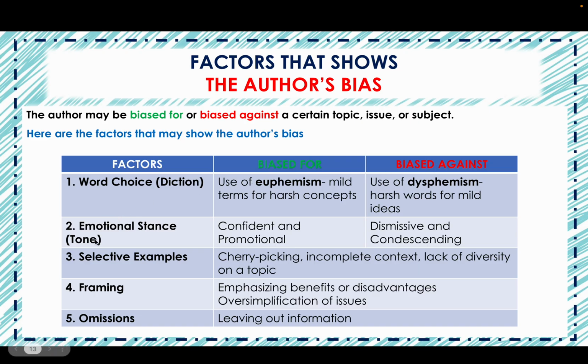And then the tone. When you read the text, is the author confident or promotional of the topic? Then that could mean the author is biased for that topic. On the other hand, if the author sounds dismissive or condescending, negative towards the topic and to those who support that idea, then the author must be biased against or not in favor of a topic.